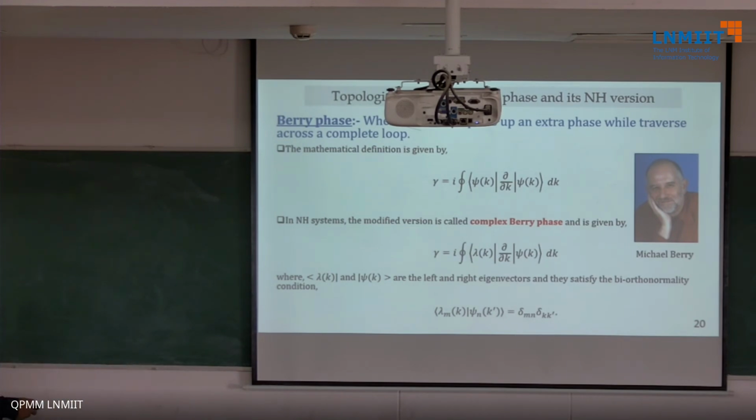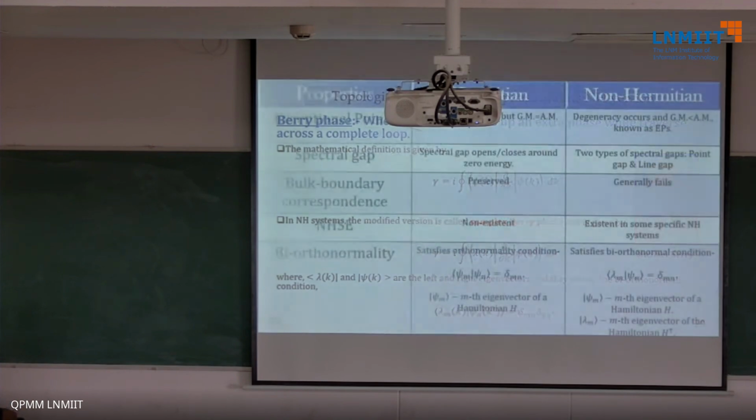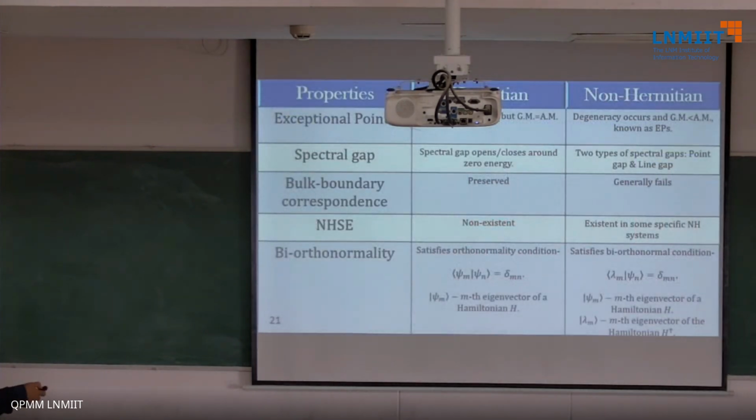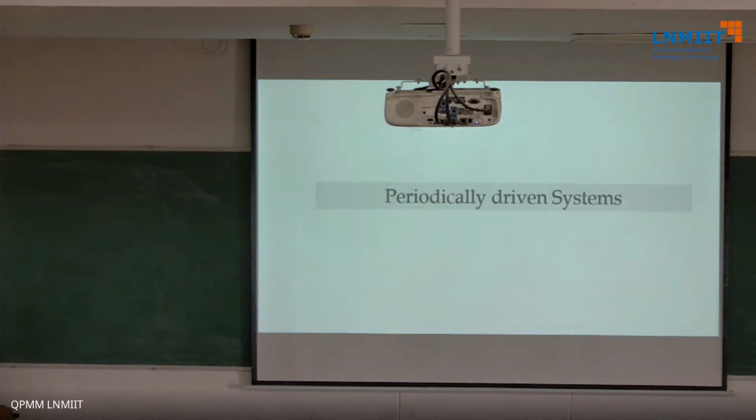So these are some of the properties written: exceptional points, where there's degeneracy and so on, spectral gap, and bulk-boundary correspondence. It fails generally, but if you take into account non-Bloch theory, it is fine. Then there's bi-orthonormality and so on and so forth.